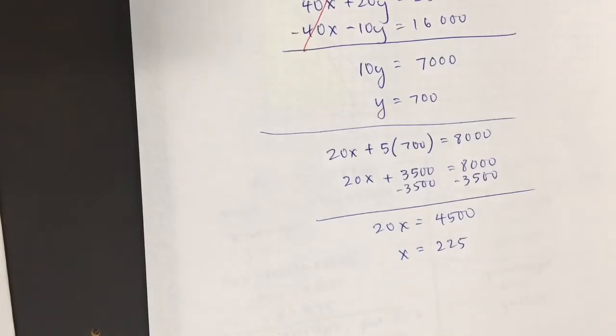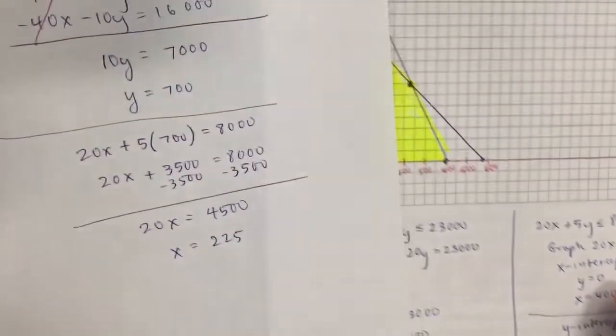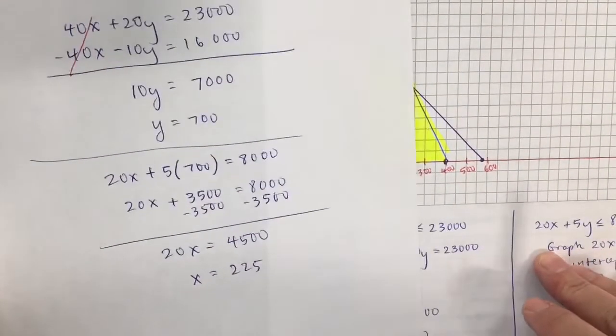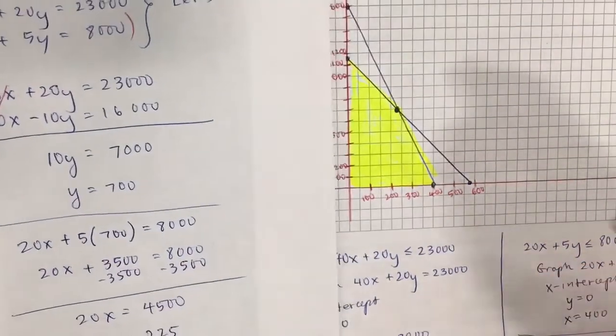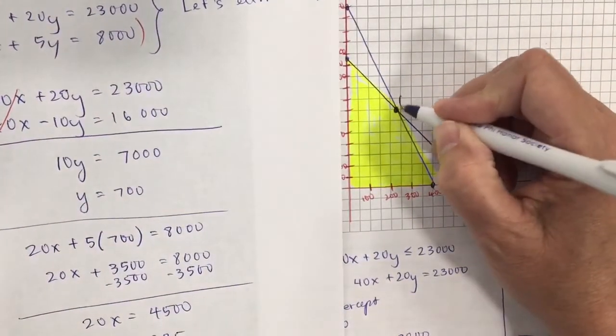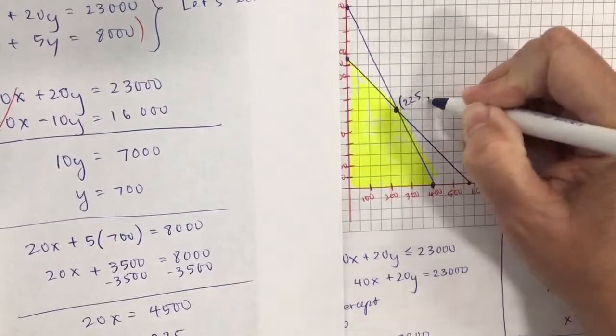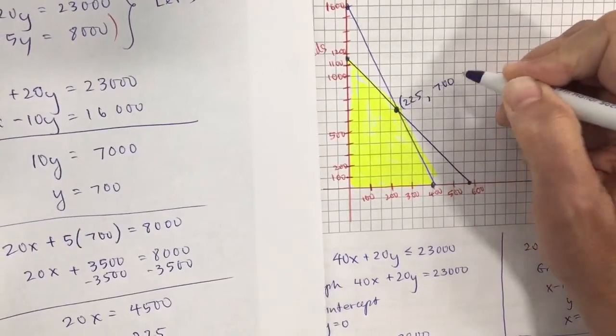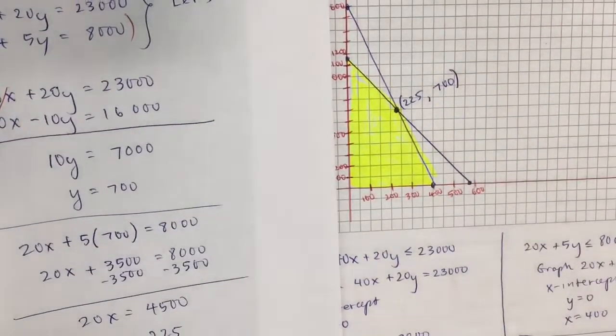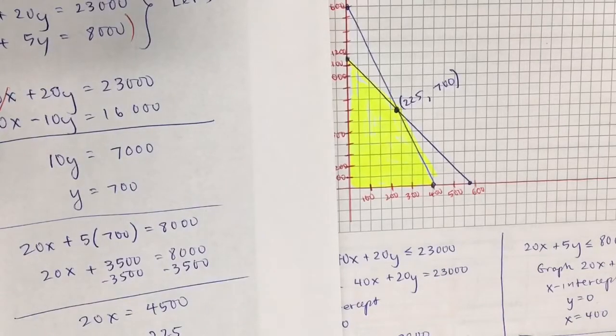So the intersection point is 225, 700. Now, because I had used graph paper and a straight edge, you might have been able to guess that from the start and just check your guess there without doing the elimination.